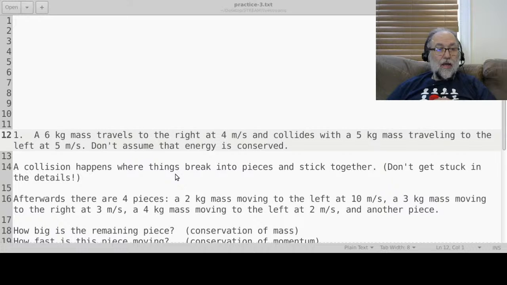It doesn't really matter. And afterwards, there's going to be 4 pieces. There's going to be a 2 kilogram mass moving to the left at 10 meters per second, a 3 kilogram mass moving to the right at 3 meters per second, a 4 kilogram mass moving to the left at 2 meters per second, and then another piece. I don't give you any of the details about that other piece. And then I've got a series of questions.